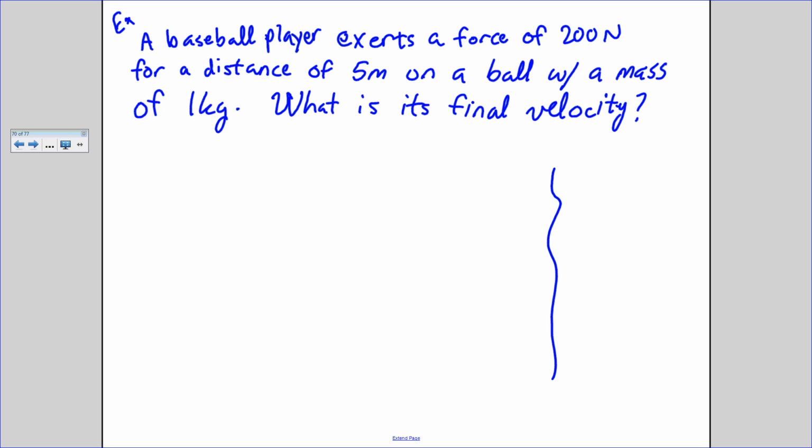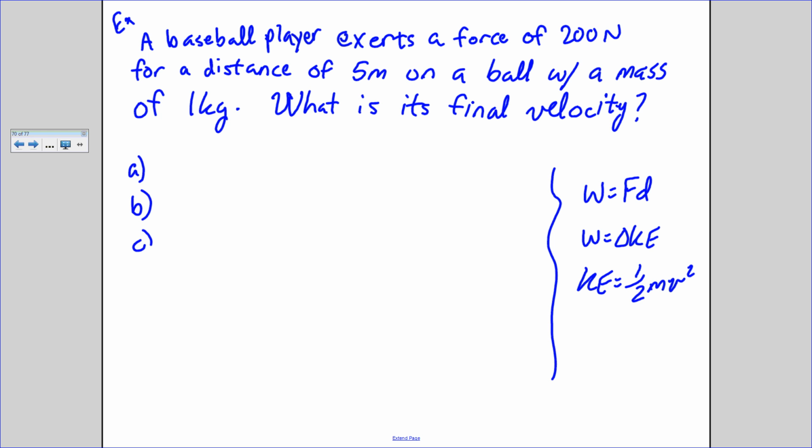Alright, I'm going to write these little equations over here. Work is equal to force times displacement. My work is equal to my change in kinetic energy, and kinetic energy is equal to 1/2 m v squared. I'll give you a few options here. Is it 5 meters per second, 2,000 meters per second, 45 meters per second, or D, 30 meters per second?